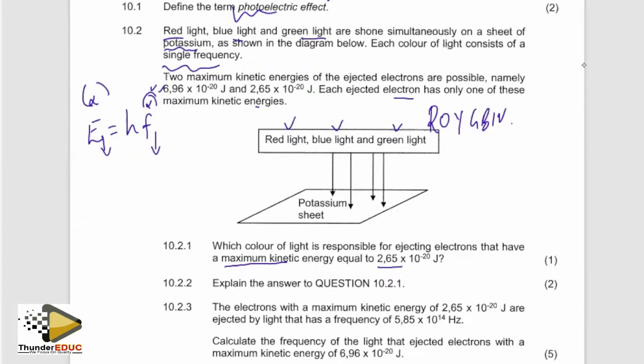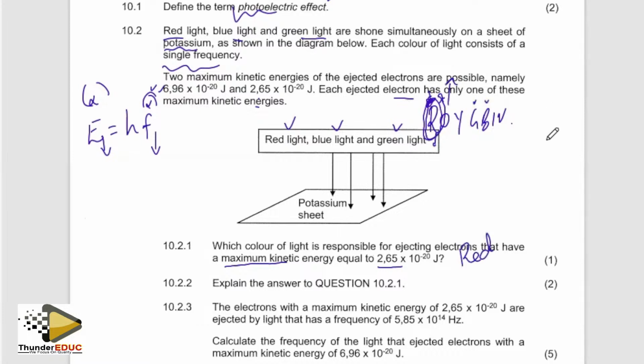So we know that red has the longest wavelength. So if it is the longest wavelength, which means the frequency is the smallest, red has the smallest frequency compared to green and compared to blue. So if it has the smallest frequency, it will take on the smallest energy. So I'm going with red.